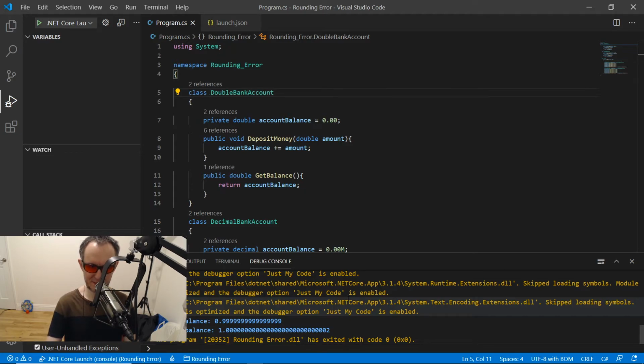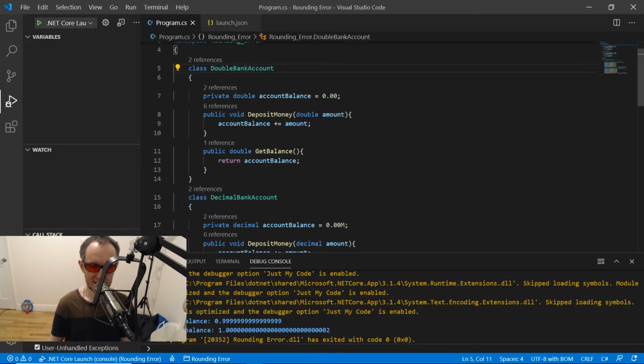So it's very important when dealing with money in C# that you use a decimal data type and not a double. Double is mainly used for scientific calculations. So to be precise, to not lose any money, always go with decimal.